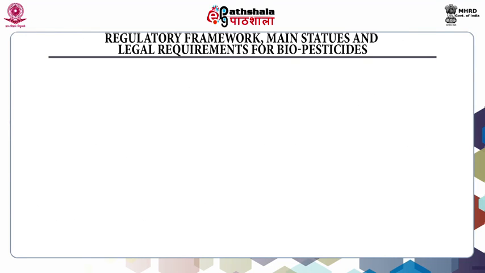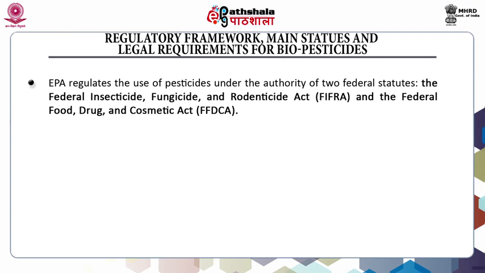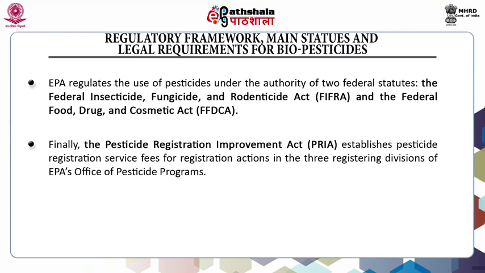Now coming to the regulatory framework, main status and legal requirements for biopesticides. The Environmental Protection Agency regulates the use of pesticides under the authority of two federal statutes: the Federal Insecticide, Fungicide and Rodenticide Act, that is FIFRA, and the Federal Food, Drug and Cosmetic Act, that is FFDCA. Finally, the Pesticide Registration Improvement Act, that is PRIA, establishes the pesticide registration service fees for the registration actions in the three registering divisions of EPA's Office of Pesticide Programs.